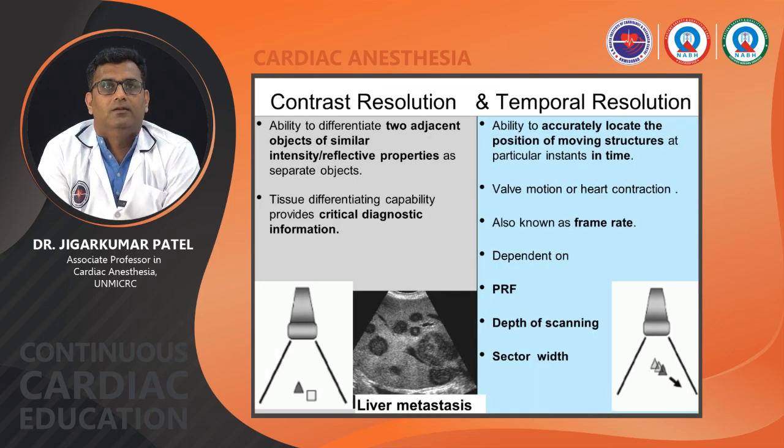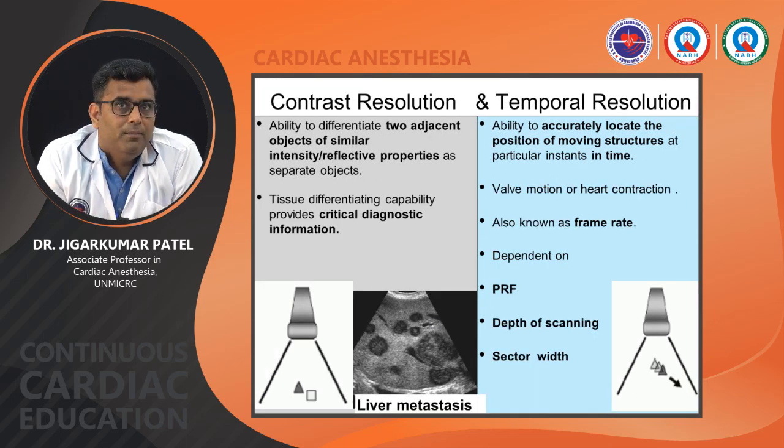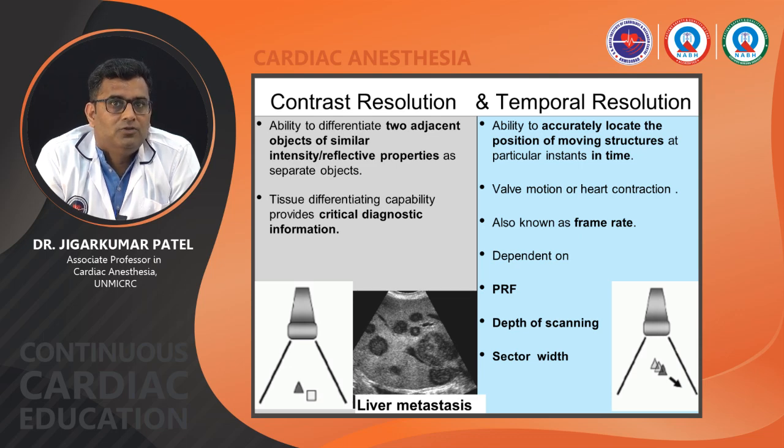Second is the contrast resolution. It is the ability to differentiate two adjacent objects of similar intensity and reflective property as separate objects. It is the tissue differentiating capability which provides critical diagnostic information. As you see in the image, a normal liver and a liver with metastasis have the same reflective property, but due to contrast resolution we can differentiate between them.